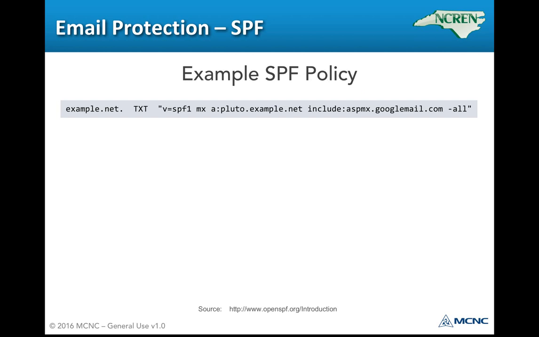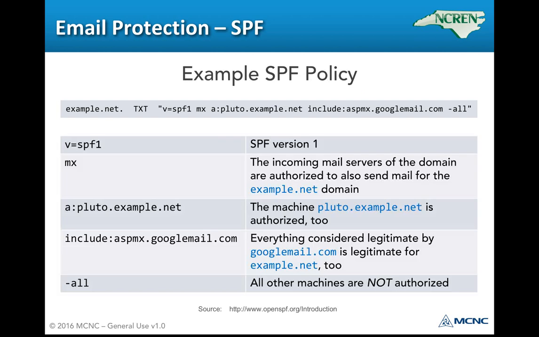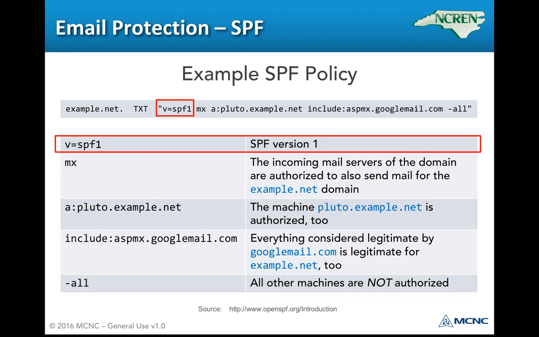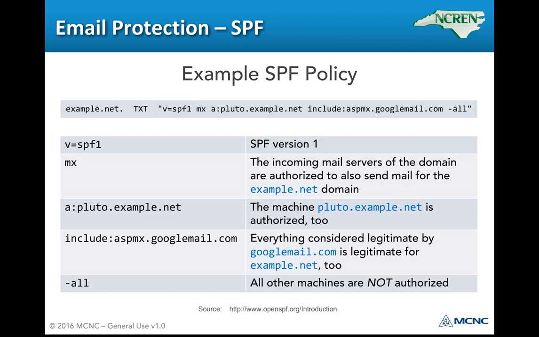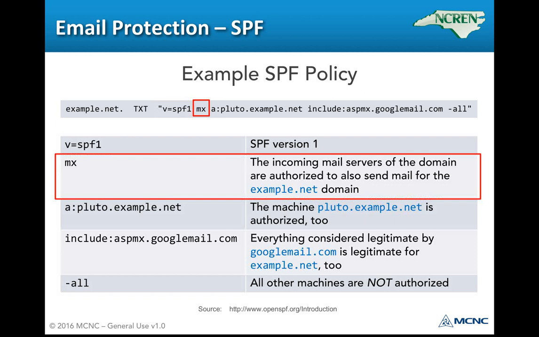So we'll go through these fields here. The first one is V. That's the version information. So that's specified here as SPF version 1. Then this next piece you see in the record is something that says MX, and what that means is that the incoming mail servers for the domain are authorized to also send mail on behalf of the domain. So that's a simple way if you want to say, just use all the things that are already specified as MX records as authorized senders. You can just put that in.